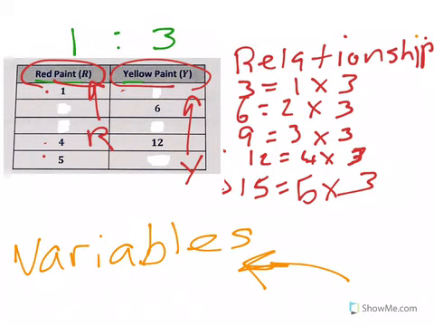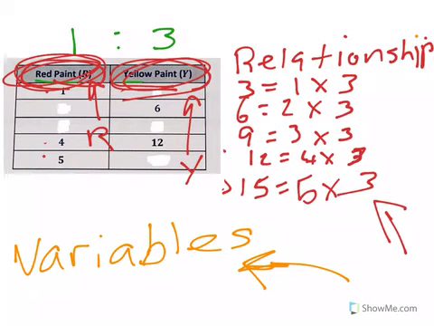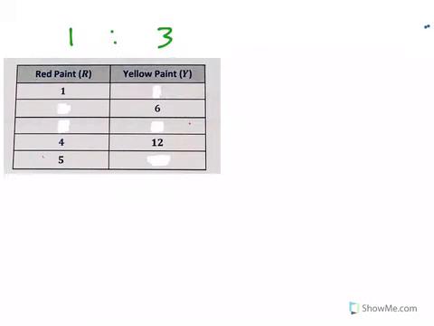Those are called variables. When you have a number that you don't know, or you may not know, instead of writing a question mark, you represent that number with a specific letter, so you know what you're referring to when you use that letter. Anytime you see a Y, that means the yellow paint. Anytime you see an R, that means the red paint. So let's dive into that for a second.